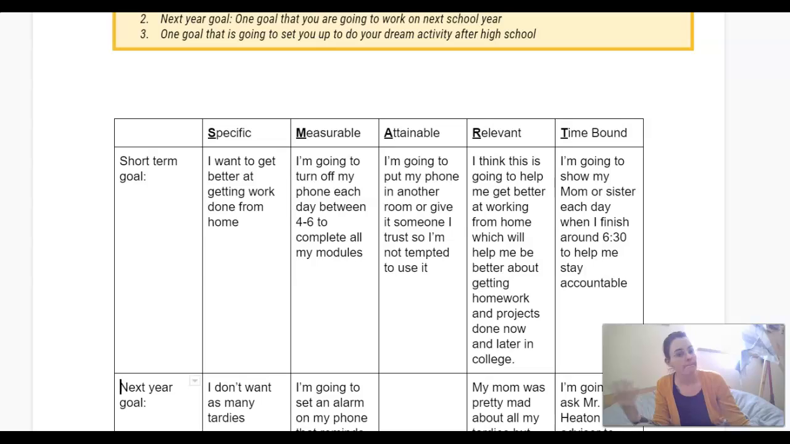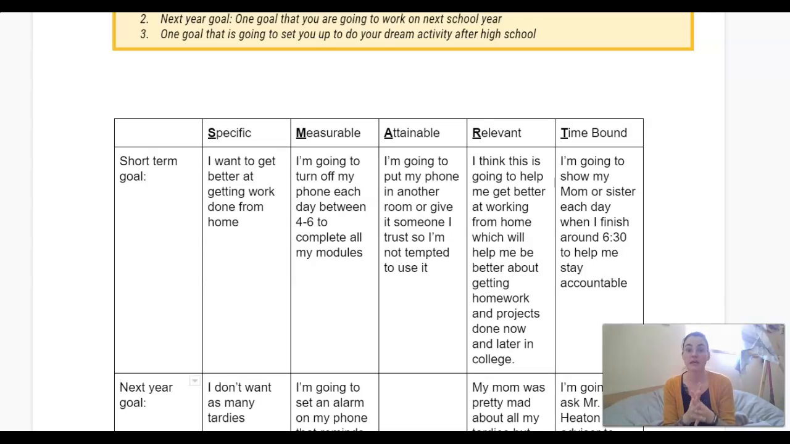Okay, so my short-term goal, and this actually is my goal for working at home, because a lot of you, I'm also struggling with procrastination and that sort of thing. So I want to get better at getting work done from home. Okay, so that is my very specific goal. I have to figure out how to work in this space that I'm in.